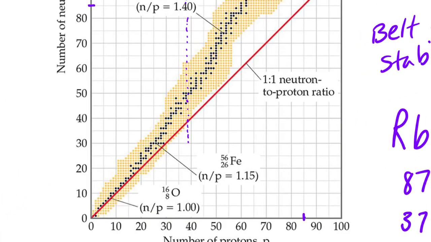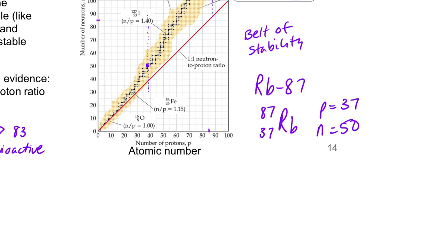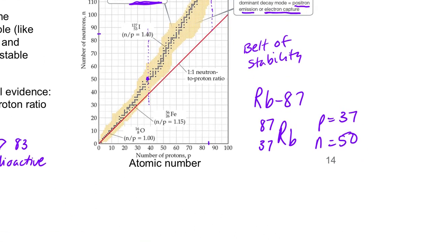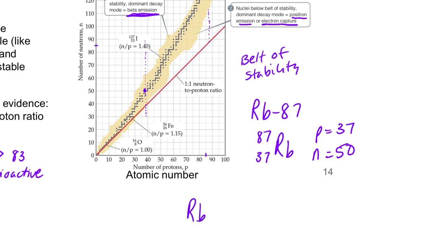Okay, so we'll try this one last time. 37 and now 50. We're somewhere in here. Are we above that band of stability? We are pretty much above that band of stability. We're going to say yes, we are. This is hard to see on this graph. So it's going to decay by beta emission, which means it's got to form an electron. And what's the other product?